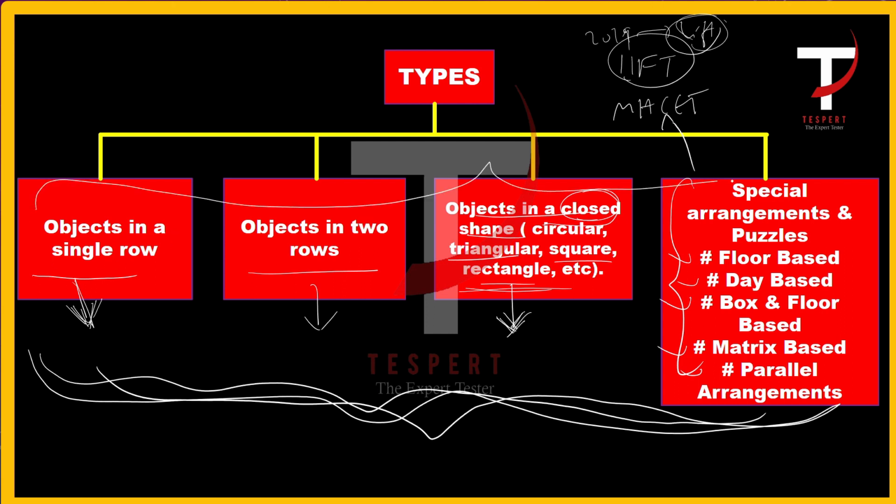Of course we have group formation, team formation and some other types of models, but these are some of the models as far as logical reasoning is concerned. But the LRDI section of CAT is very unpredictable. No one can predict the structure or the type of arrangement or set which will appear in the CAT exam in LRDI. So it is better to solve as many puzzles and arrangements as possible to at least clear the cutoff. So let's move on to the next slide.